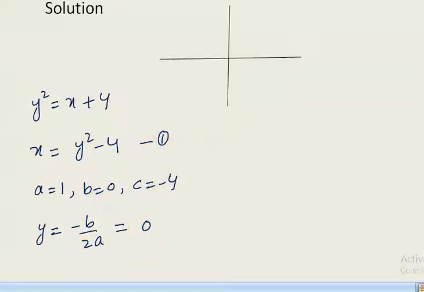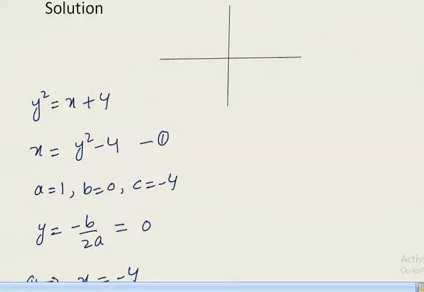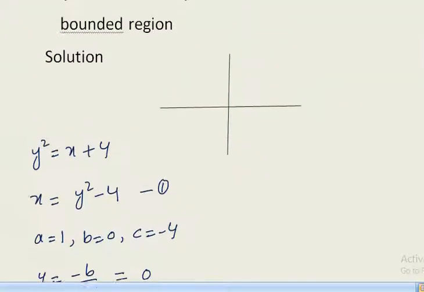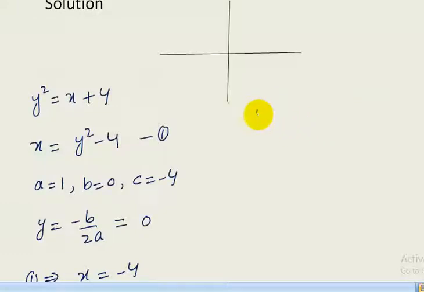When y is equal to 0, putting y equal to 0 in equation 1, we get x is equal to minus 4. Now vertex for our first parabola v1 is minus 4 comma 0. Now we find vertex for second parabola. Our second equation is y square equal to 2 minus x.